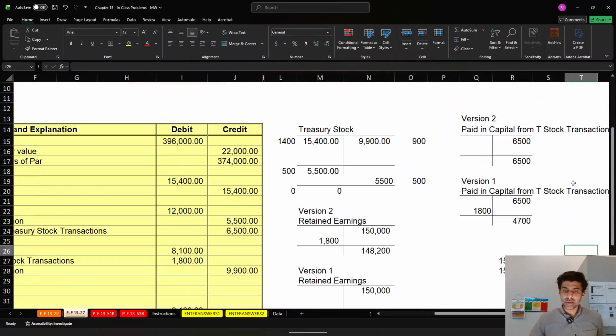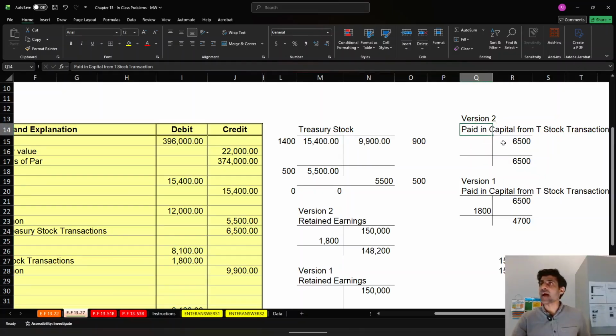Okay. It's basically like getting two separate versions. Yeah, exactly. I was just showing that it balances out. I was trying to demonstrate that the order actually does matter, because if you took that loss first, you wouldn't have had a balance in this paid in capital like in the first version.